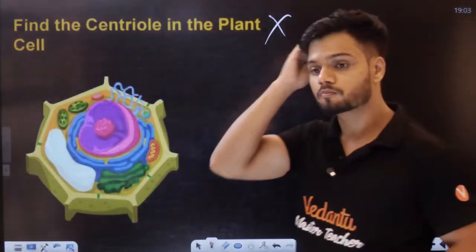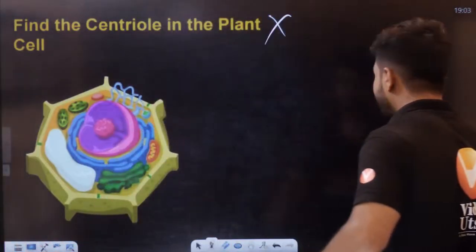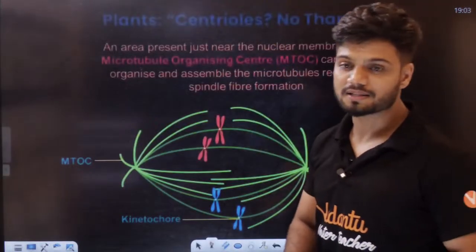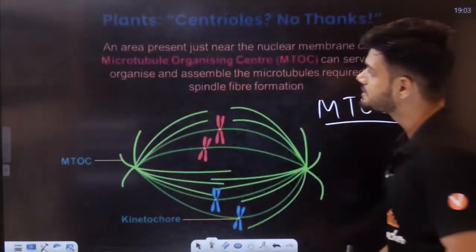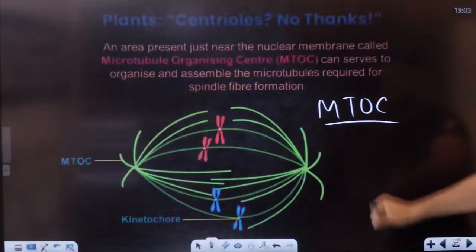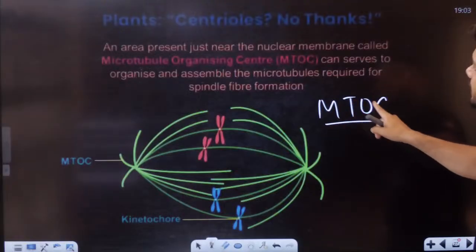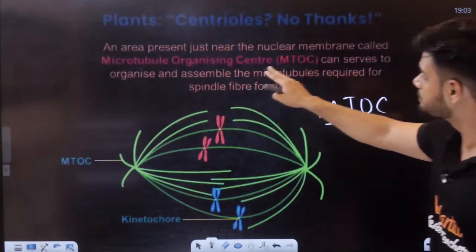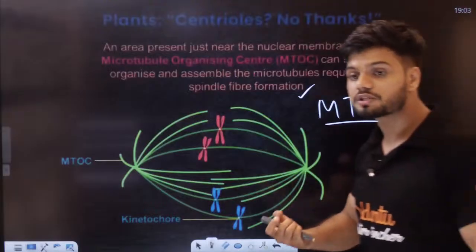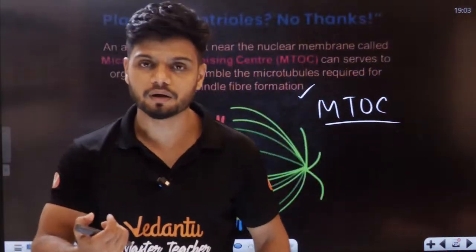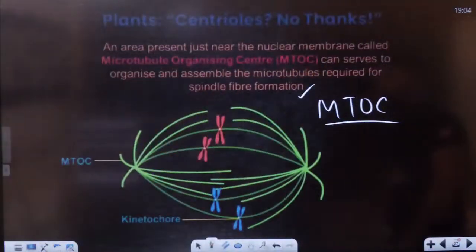Anyone? How are they formed? How is it possible? Students, understand. In the case of your plants, they have something called MTOC, the Microtubule Organizing Center. This Microtubule Organizing Center can serve as an organized assembly of the microtubules required for spindle fiber formation. So MTOC will help in the formation of spindle fibers. Okay, MTOC, Microtubule Organizing Center.